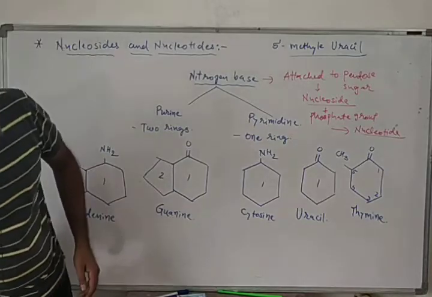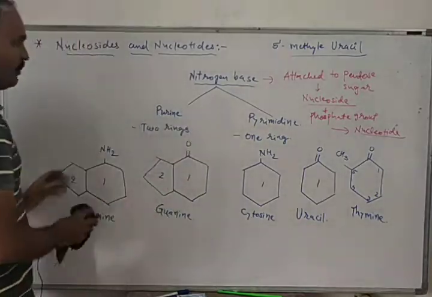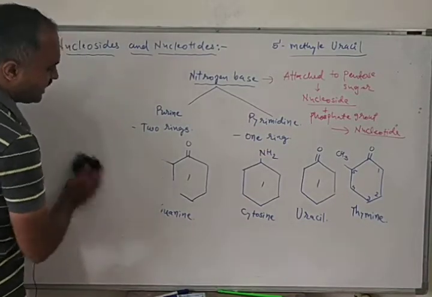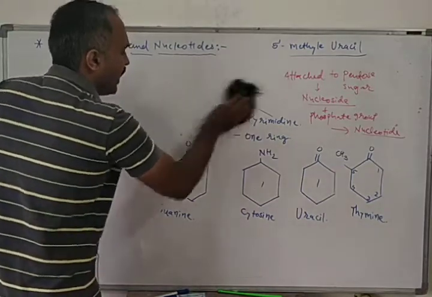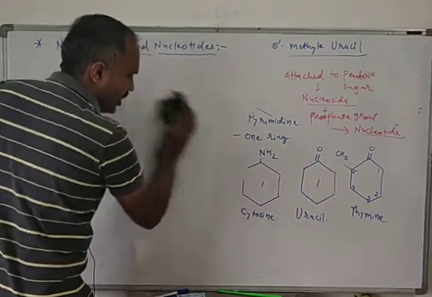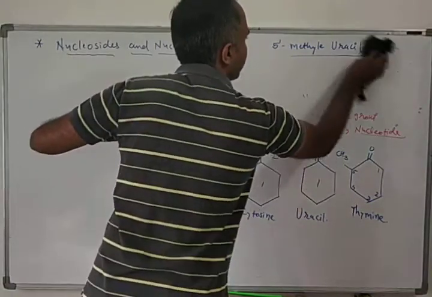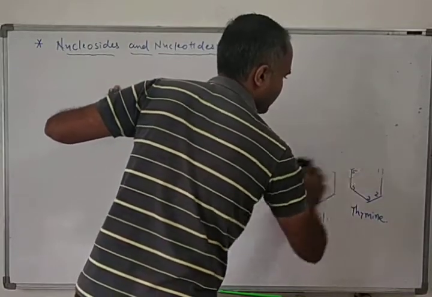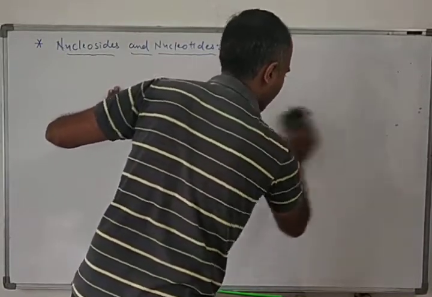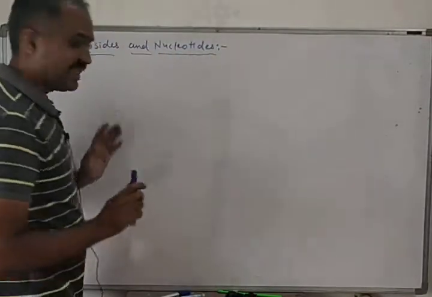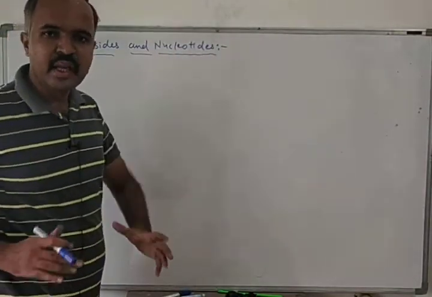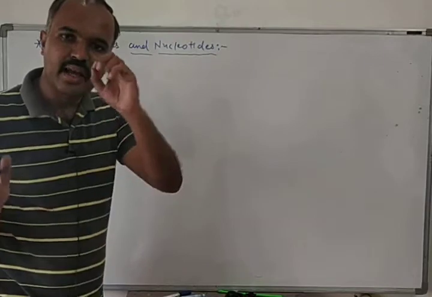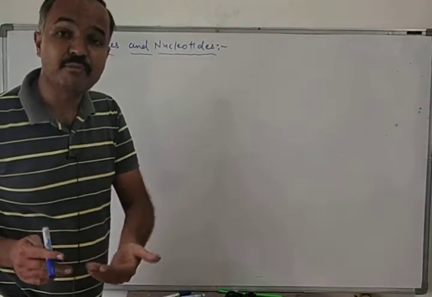Now let's draw the structure of the nucleoside and nucleotide. I hope you are clear with the nitrogen base and the definitions of the nucleoside and nucleotide. Now we will draw the structure. Let's draw that. Say for example, I am going to draw a pentagon, and that pentagon represents a pentose sugar having 5 carbon in it.